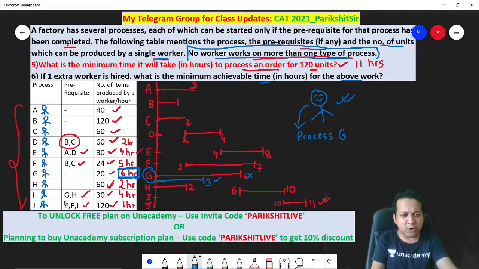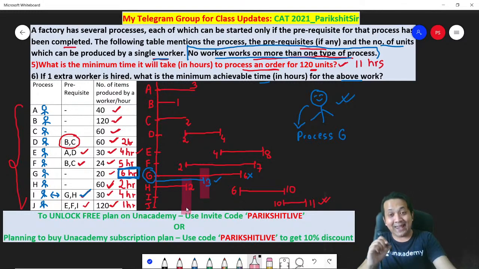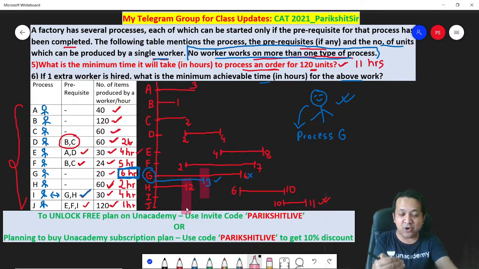Is there any other thing which is dependent on G? Process I was dependent on G. Can you see? I could have only started once G and H are completed. So can I go back and see when G and H are getting completed? Remember, G is now getting completed at the end of 3 hours. H is getting completed at the end of 2 hours. So can I say I can start I now at the end of 3 hours itself? Why? Because G and H both are getting completed by the end of 3 hours.